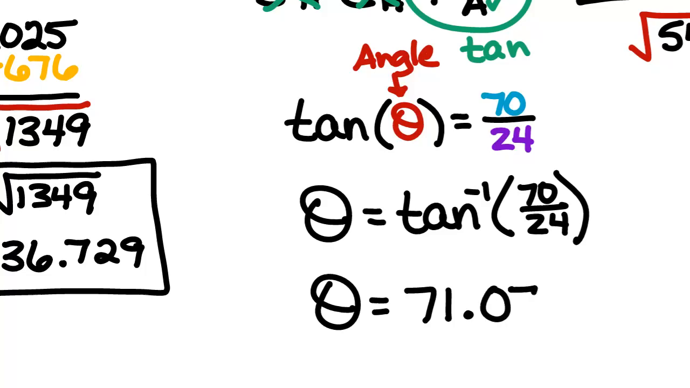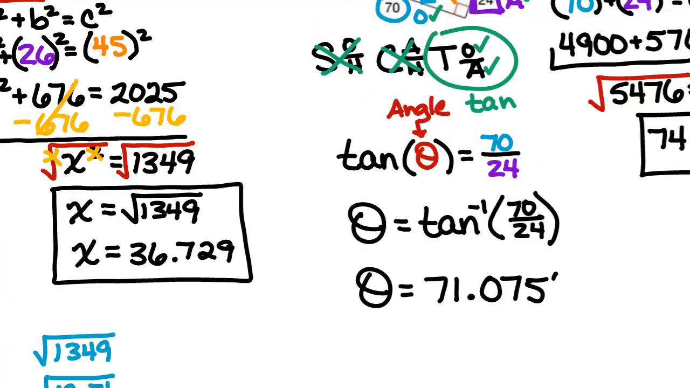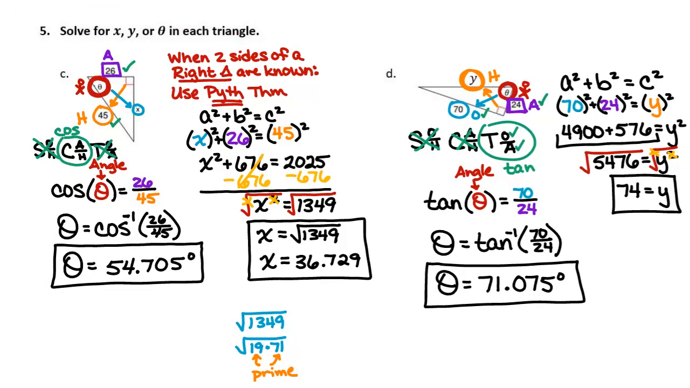$71.075. What am I missing now? Degrees. Anytime we find an angle, we put degrees with it. All right. We're going to do the story problem at the bottom, and then we're going to call it a day. This one is very fast.